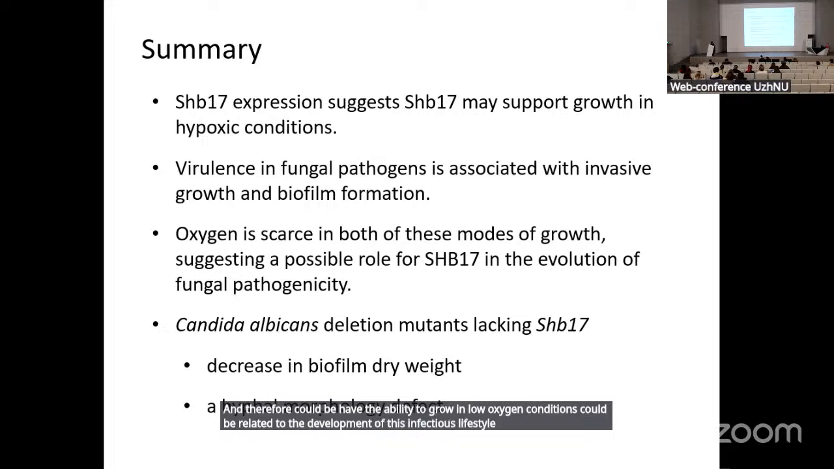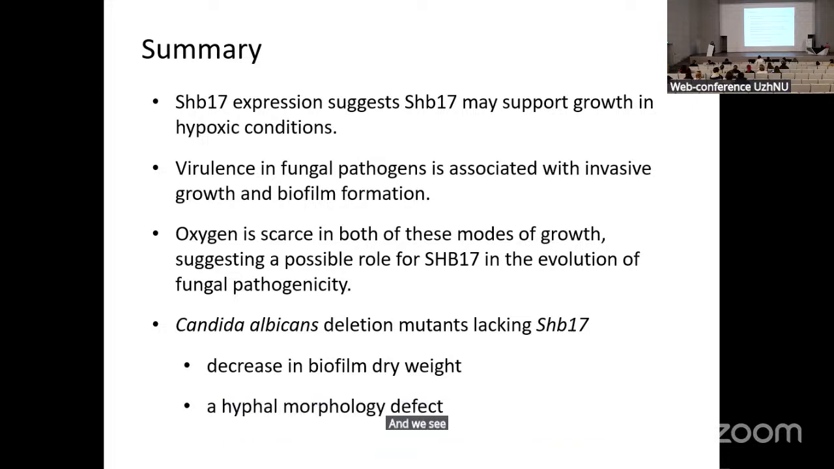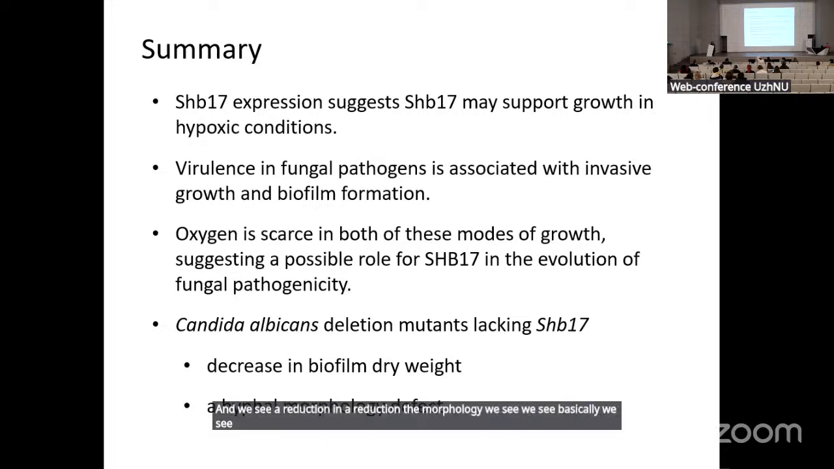And further, when we take the SHIB17 ortholog out of Candida albicans, we see both a loss in biofilm mass and a reduction in the morphology. We see basically a morphological defect in hyphae.